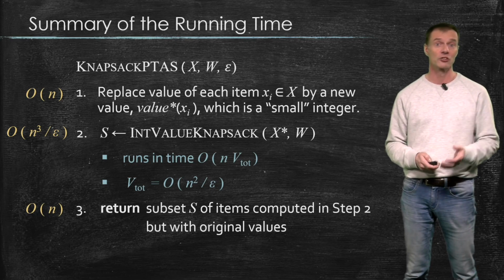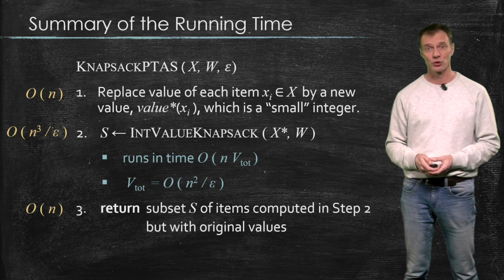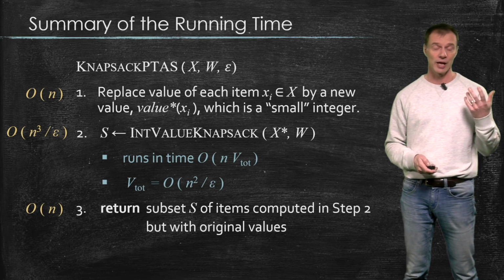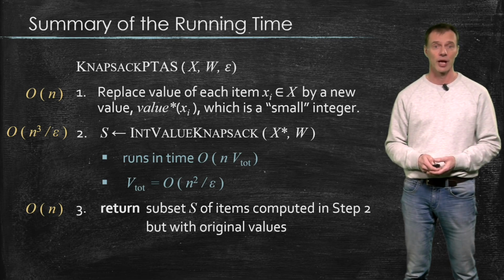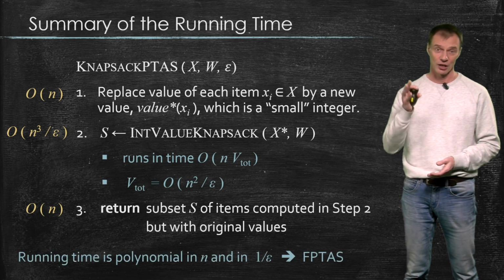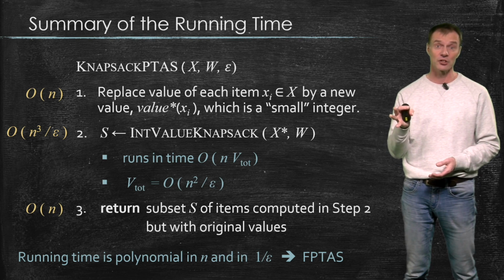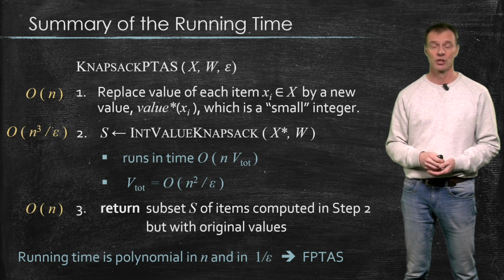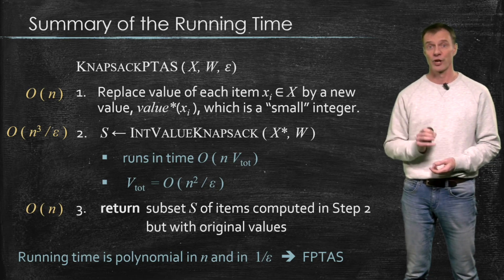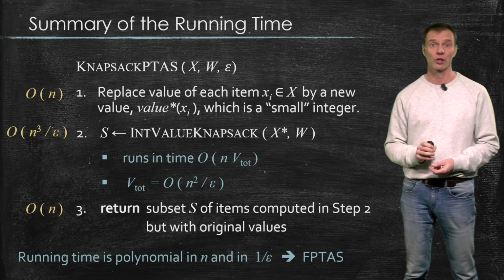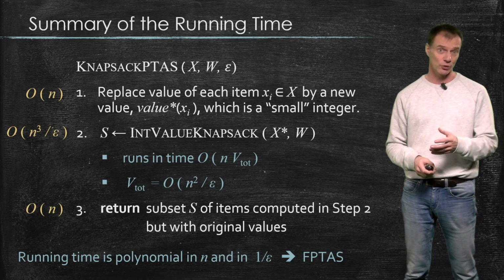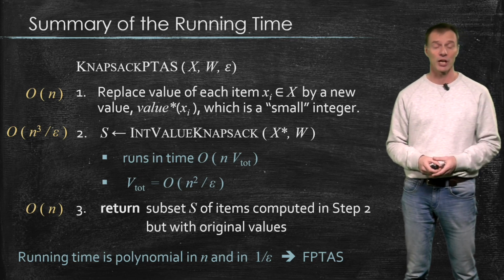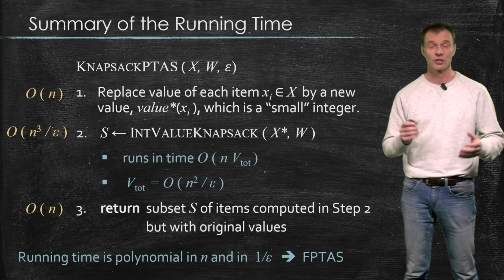Okay, so the whole running time will be dominated by step 2, and in particular, it will be n cubed divided by epsilon. And as we can see, the running time is indeed polynomial in n cubed times 1 over epsilon, so it's also polynomial in 1 over epsilon. So it's not only a PTAS, but actually it's an FPTAS. Okay, so this is nice.